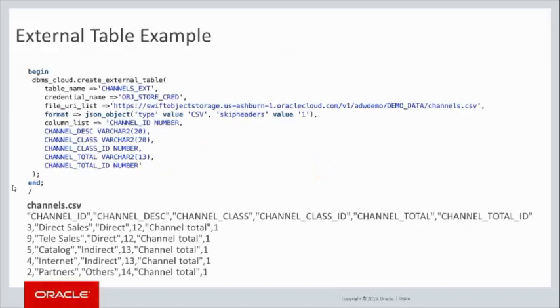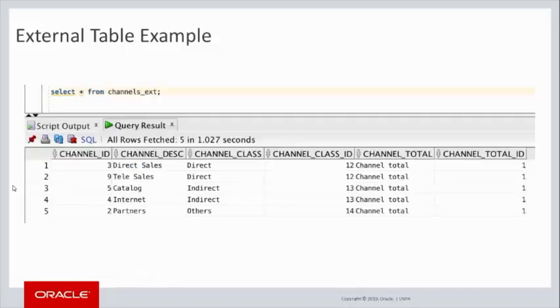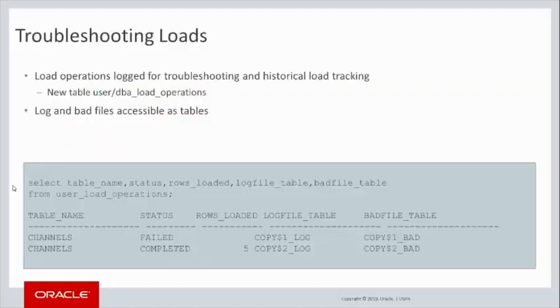In this example, we're using a file called channels.csv residing in Object Store as an Oracle Database external table, and the database external table is called channels_ext. Once a table is defined, it can be accessed like any other table in the database. Here we are running a select statement against a file on Object Store defined as an external table. All load operations are logged into the user load operations and DBA load operations tables in the database. For troubleshooting or reporting, these tables can be queried and they contain information such as how many records were rejected during a load.